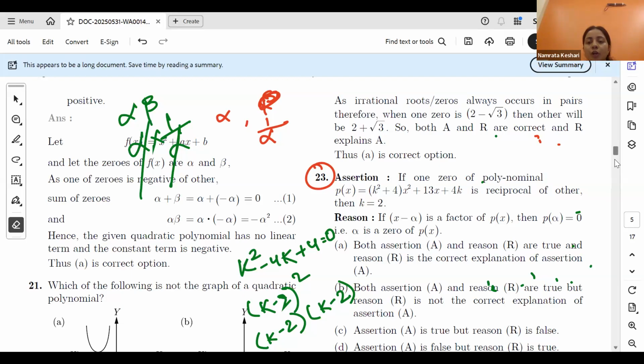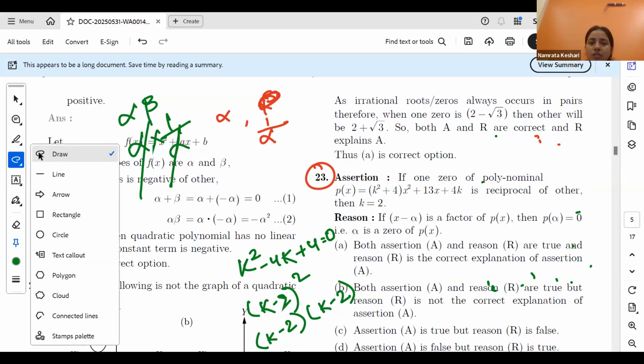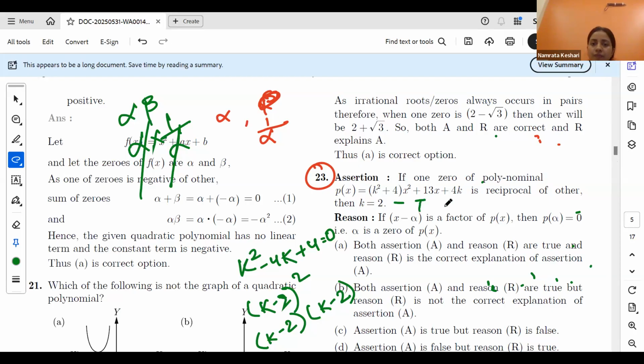If one zero of the polynomial is the reciprocal of the other, then k is 2. Yeah, we are getting k as 2. So the assertion is true, right? Yes. Okay, the reason: if x minus alpha is a factor of p(x), then p(alpha) is equal to 0. Alpha is the zero. Okay, the statement is true, but it is an incorrect explanation for the assertion.